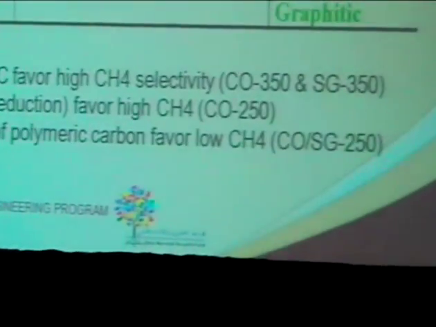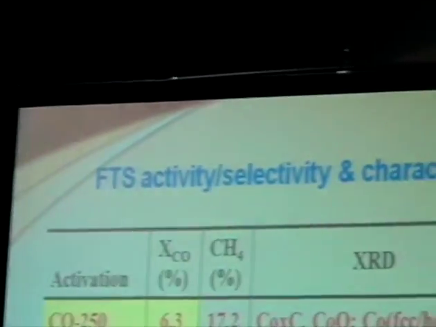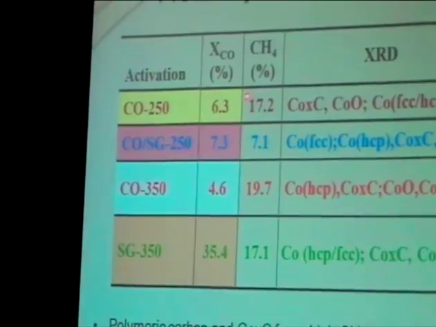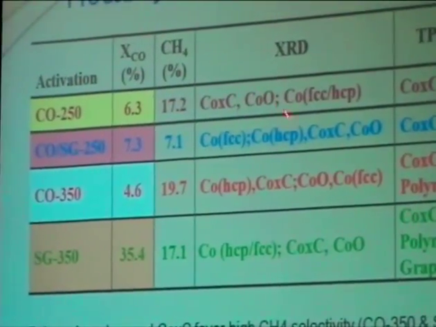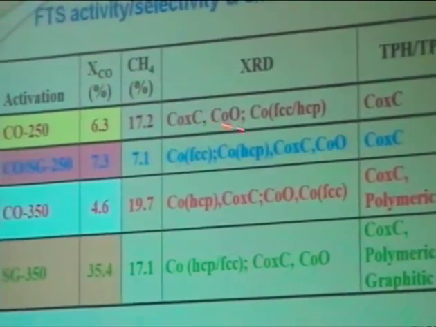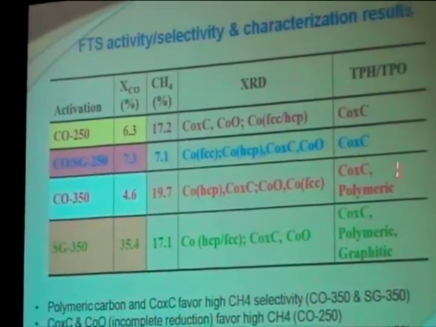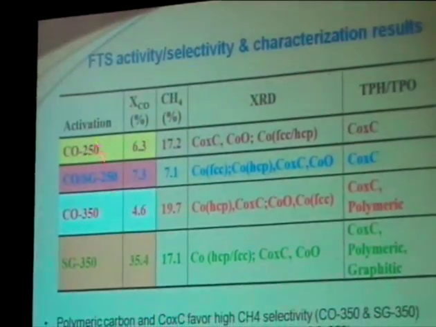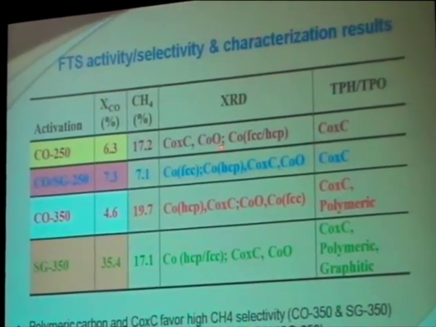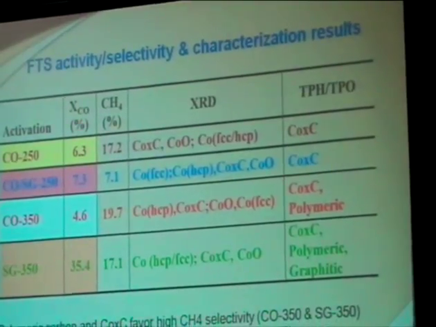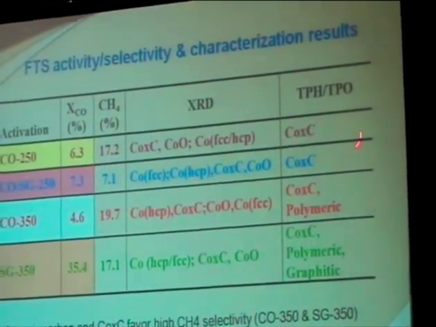Okay, so now let's try to put this together: what we found from reaction studies and what we find from characterization, and even draw some conclusions. Here, the first phases listed, or what comes after the semicolon, are considered minor phases, and the others are dominant phases. This also shows what we found from TPH and TPO. At low temperature we have cobalt carbide and cobalt oxide, so it's incomplete reduction, only for 3 hours. And TPH says that the only carbon species is carbide.